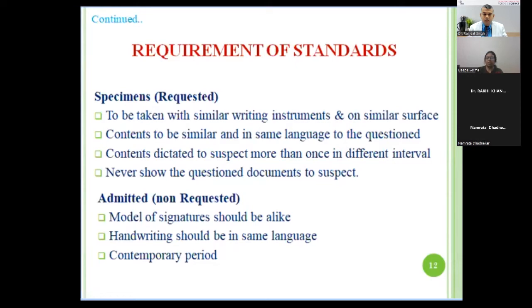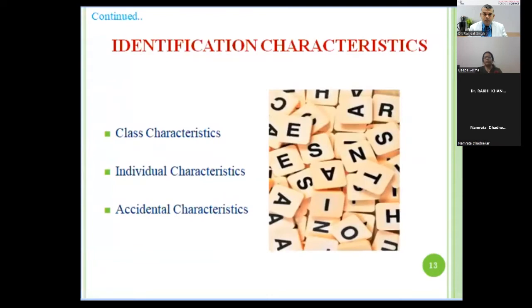The model of signature should be taken alike to the question document. Handwriting should be in the same language. Contemporary period admitted writings should be preferred, and these types of admitted signatures are very, very important wherever the person is not available to provide specimen writings or there are health issues.